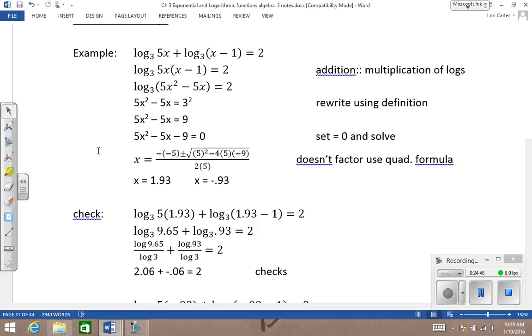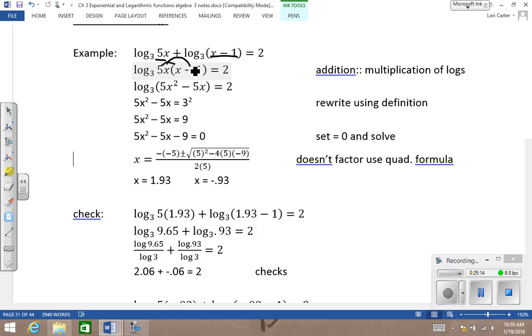All right, now, what does addition mean? It's times. Multiplication. So you are taking 5x times x minus 1. Everybody good to this point? Because we got to get the logs together. When I get them together, I can do that distribution to make my life easier. So I have 5x squared minus 5x. Now, if there was a log on both sides, it'd be simple. I cancel it. But there is not.